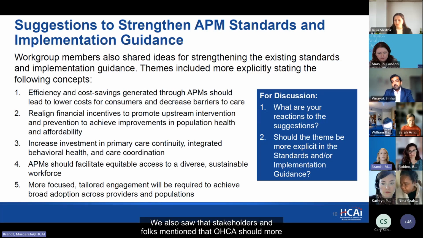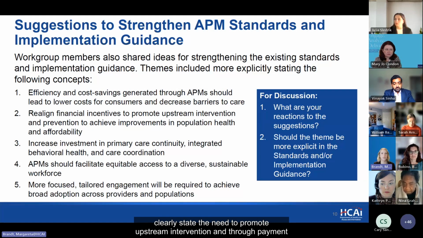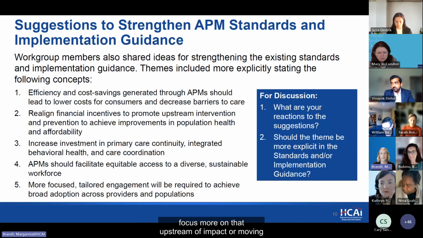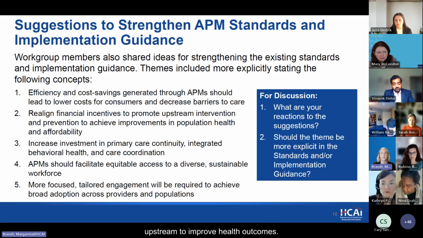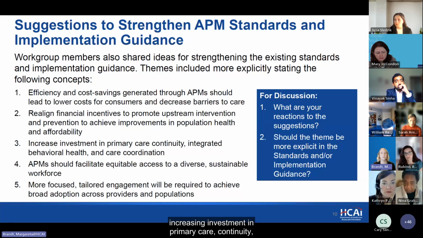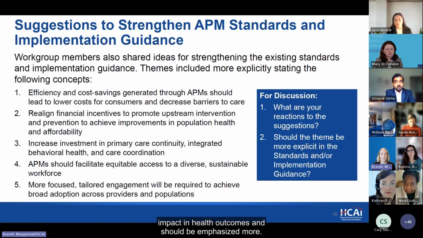We also saw that stakeholders mentioned that OHCA should more clearly state the need to promote upstream intervention and prevention through payment models and really think differently about how we are paying for healthcare and focus more on that upstream impact, or moving upstream to improve health outcomes. Other stakeholders emphasized the need for increasing investment in primary care continuity, integrated behavioral health, and care coordination, that these are really areas that are proven to have an impact on health outcomes and should be emphasized more.